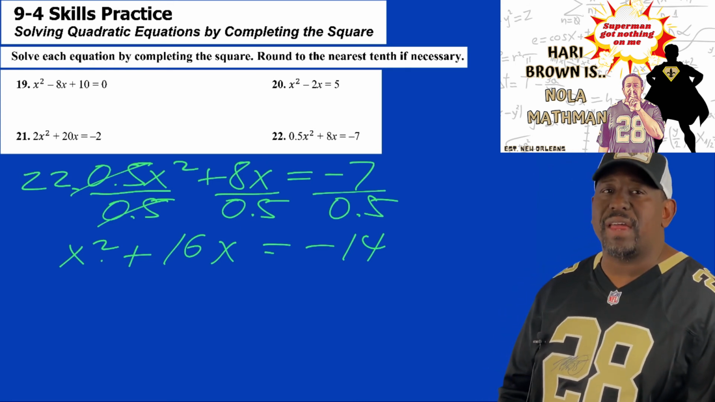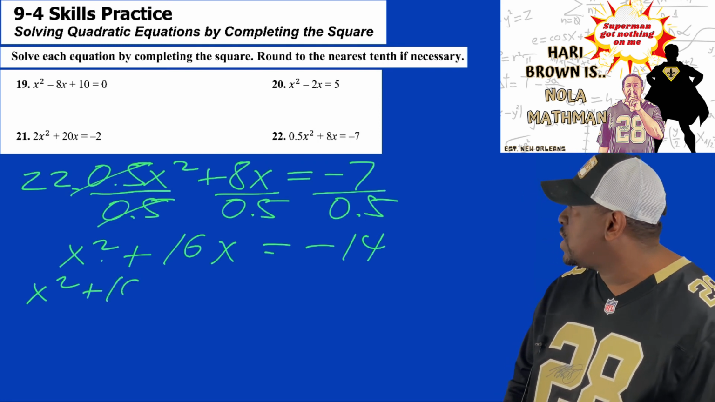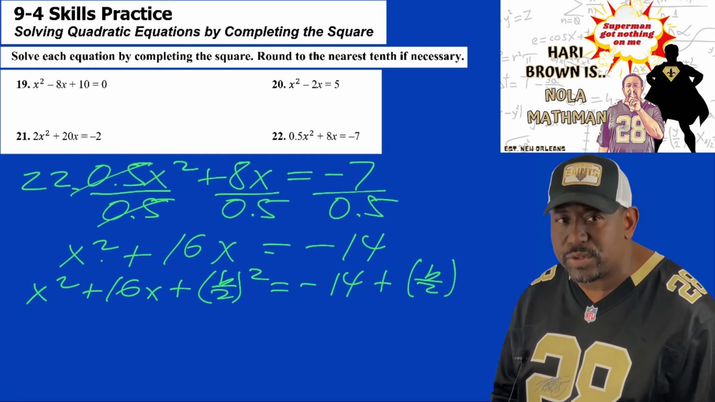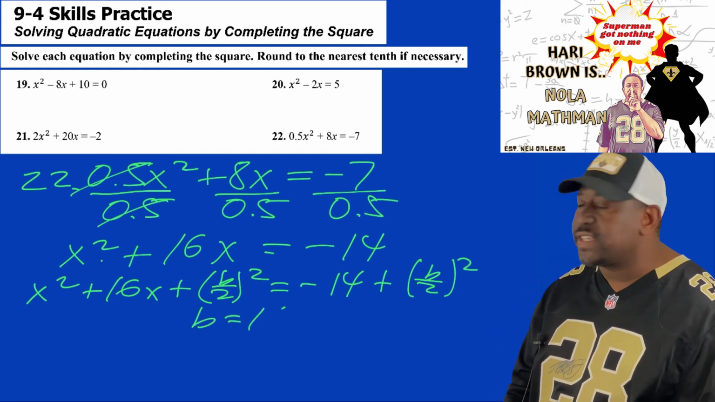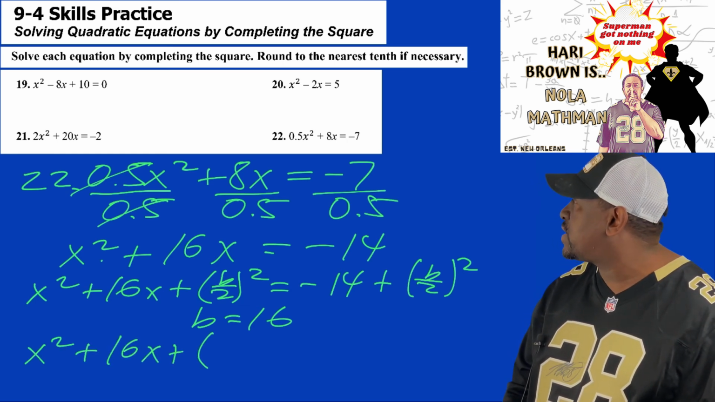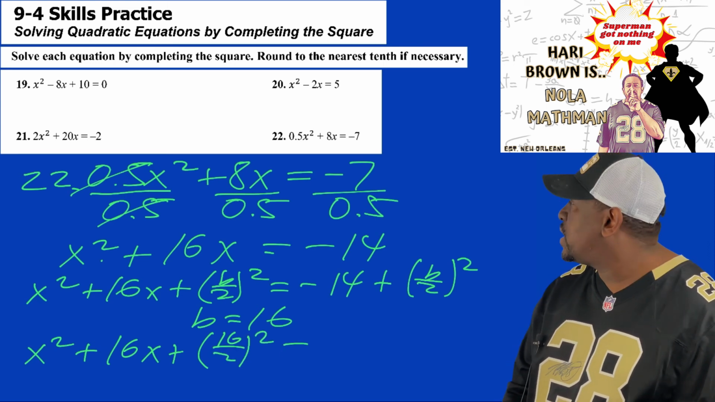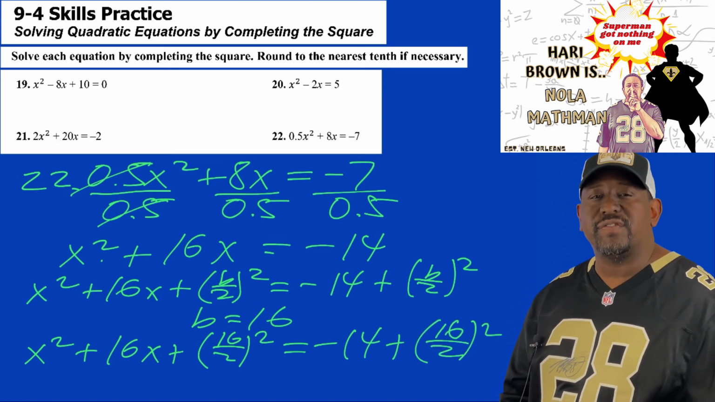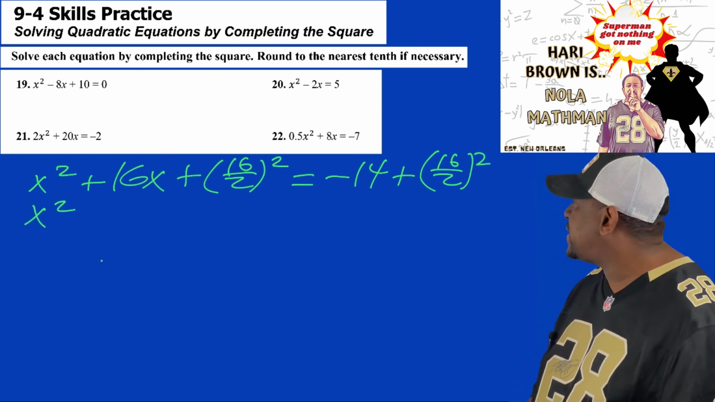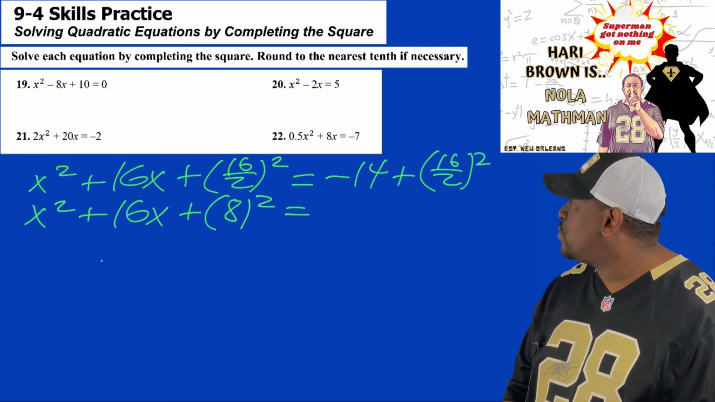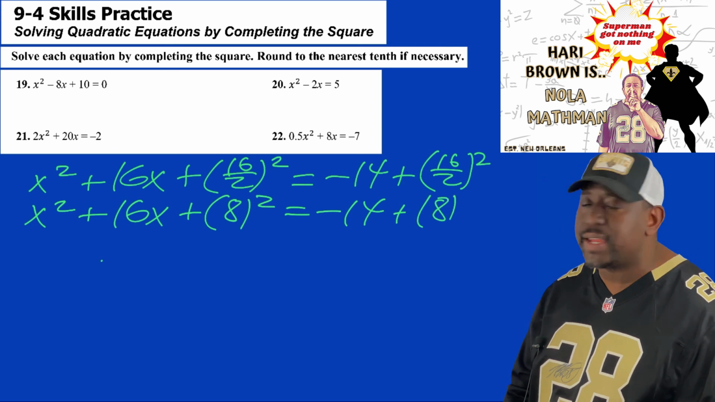So at this point, we can add b over 2 squared to both sides, which we do once we have our bx term. And so we will also add b over 2 squared to negative 14 on the right side of the equal sign. Pull out the value of b, it's 16. We substitute into b on both sides of the equal sign, and we will have 16 over 2 squared on the left, and we have negative 14 plus 16 over 2 squared on the right. 16 divided by 2 is 8. So we write that down, and that will give us 8 squared on the left side, and we will have 8 squared on the right being added to negative 14.